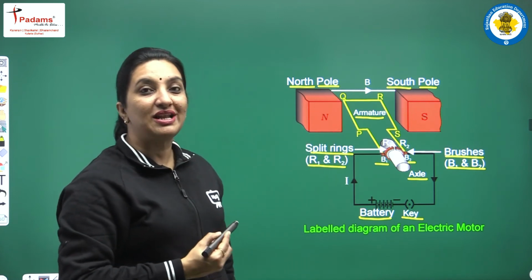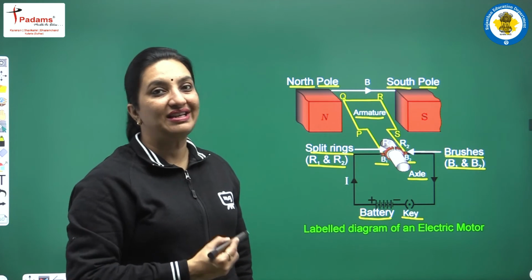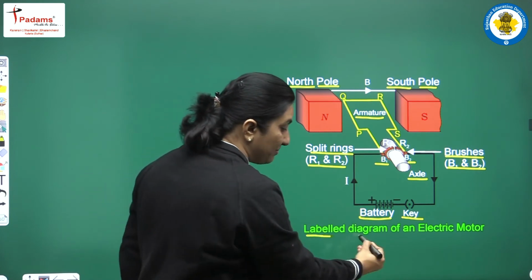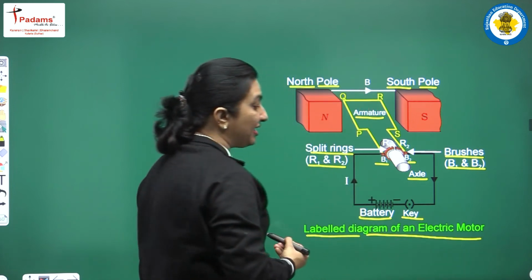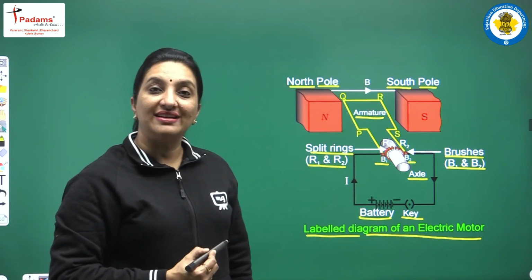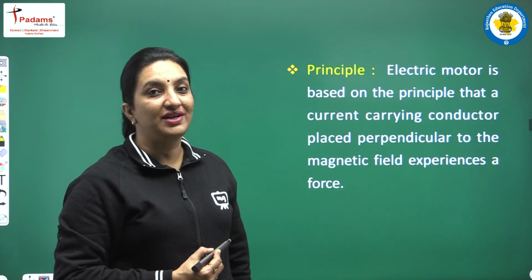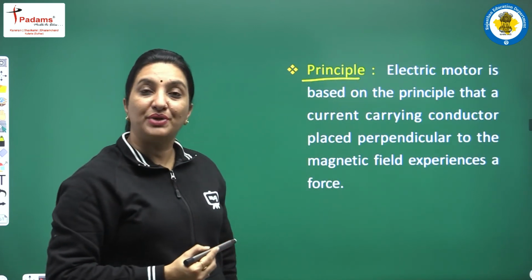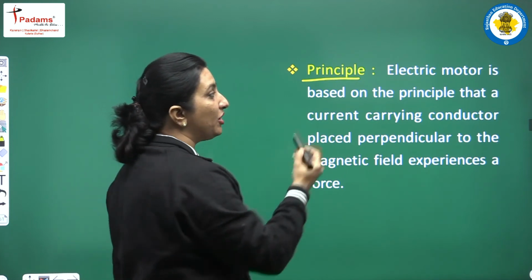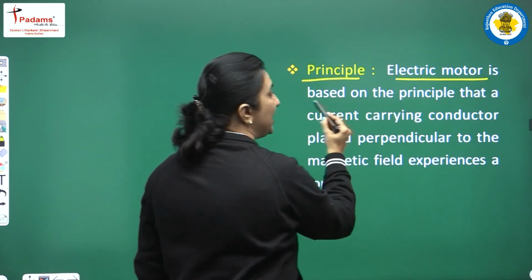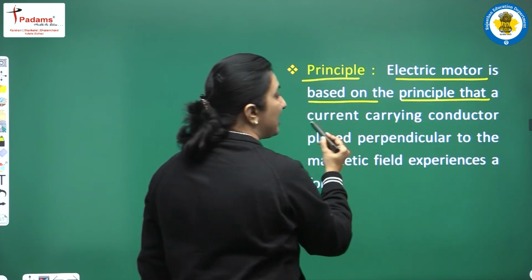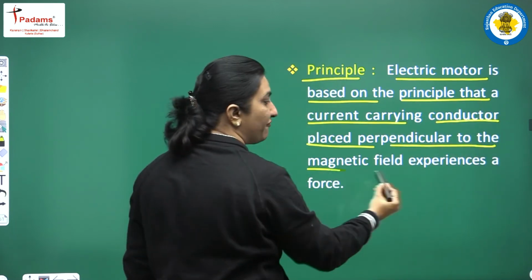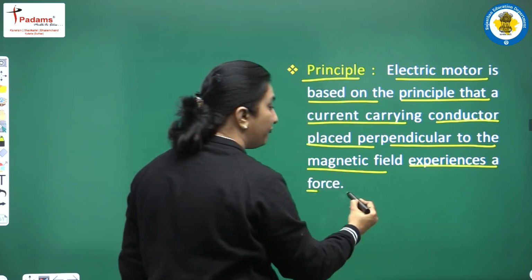Now here, students, we will understand the working of this electric motor. So here this is the labelled diagram of an electric motor, and now we will understand the working of this electric motor. Now students, before that we have to write the principle also. So the principle of electric motor is based on the principle that a current carrying conductor placed perpendicular to the magnetic field experiences a force.